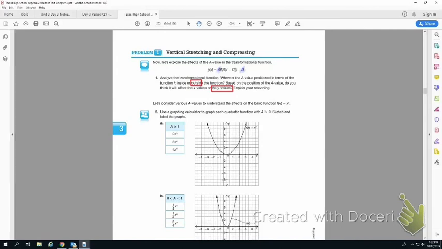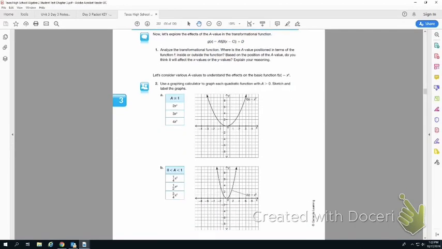Now, right underneath that, let's go ahead and write this, because this is what it'll look like if it is quadratic and not in that transformational form. Below that it says, let's consider various a values to understand the effects on the basic function f of x equals x squared, so the parent quadratic function.